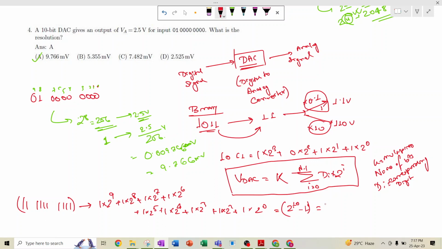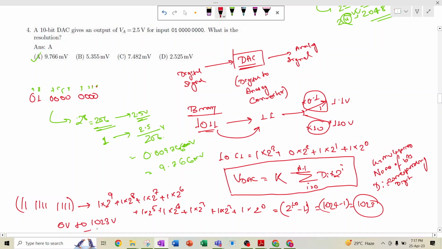This is 1024 minus 1, which means 1023 levels are there. So it can detect from 0 volt to 1023 volt. You can say it like this also.